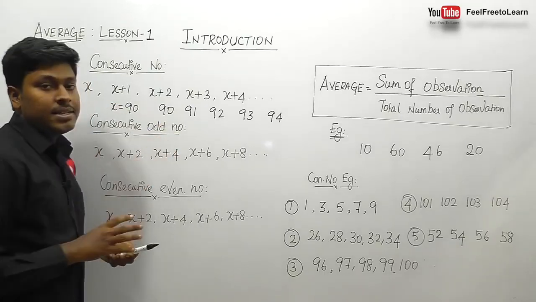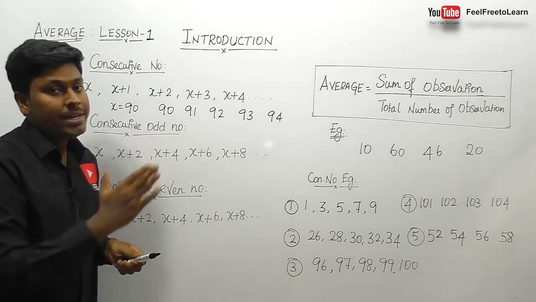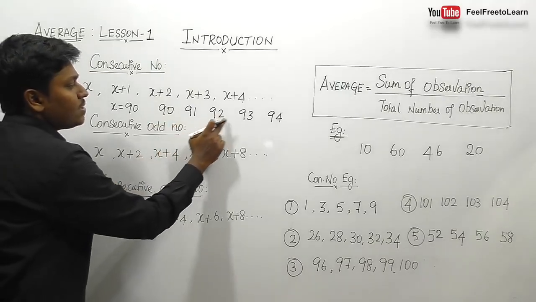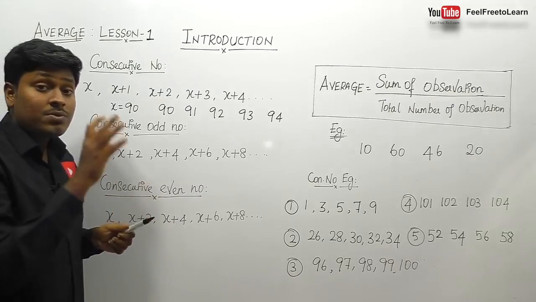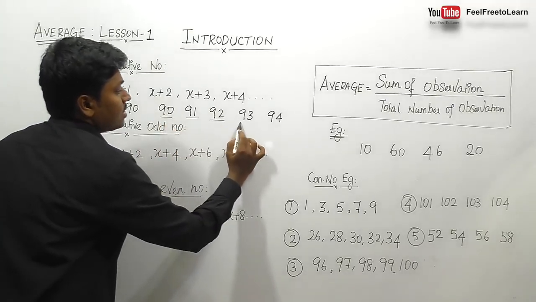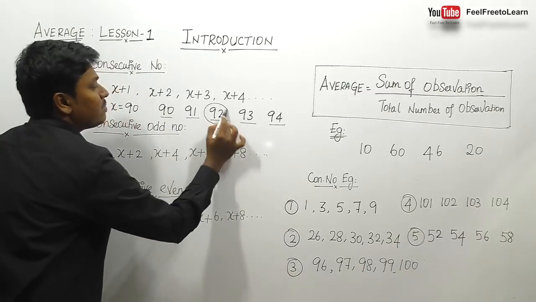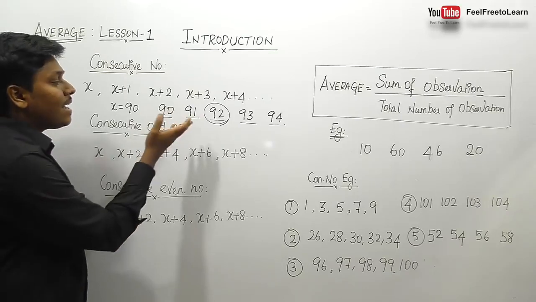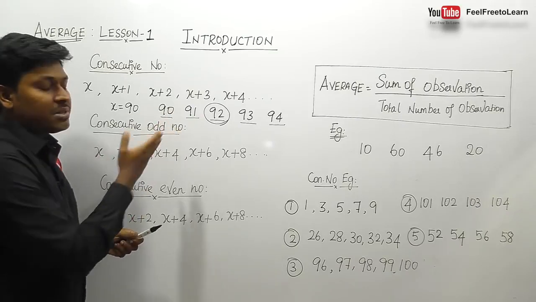If it is a consecutive number series, then the center number will be its average, right? For example, the numbers are 90, 91, 92, 93 and 94. If they ask what is the average of these numbers, we can definitely say that there are 5 numbers, right? The center number will be its average. The center number is 92. So we can directly say that the average of these 5 consecutive numbers will be 92.